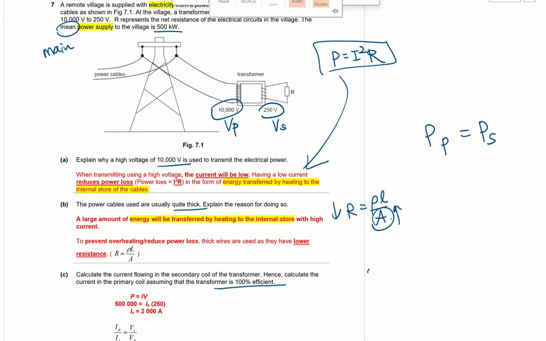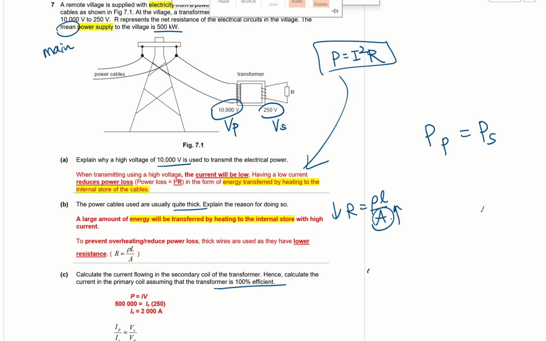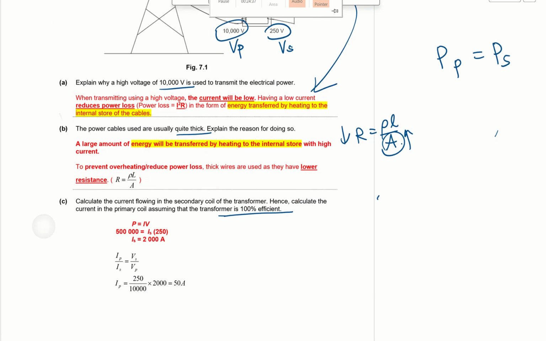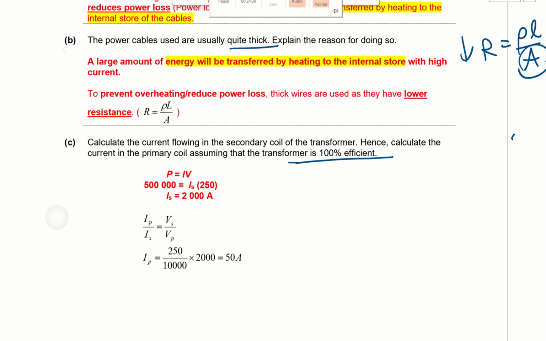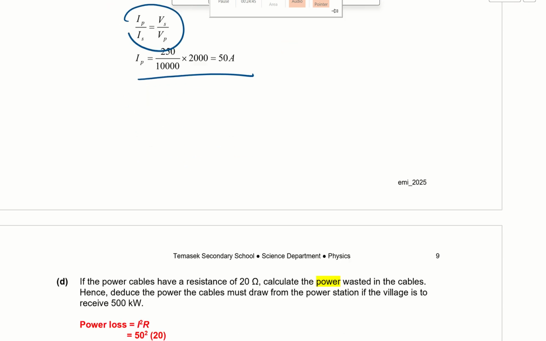Okay, so we know the IS. Did we calculate IS? No, not yet, because we only have VS. So we can actually find what is IS. Okay, IS, yeah. Then again, we apply this formula. We can get IP to be 50 amperes. Please try it out.